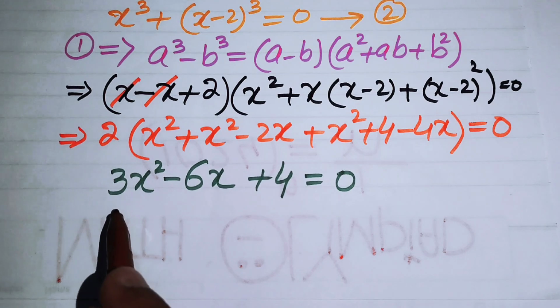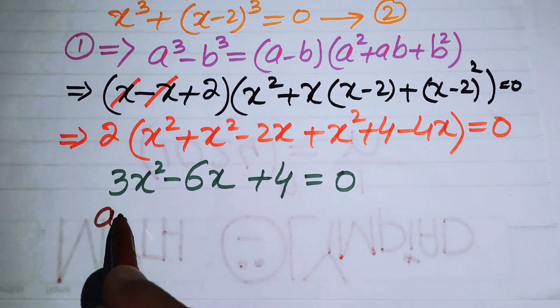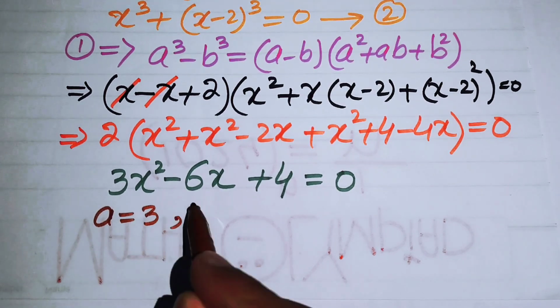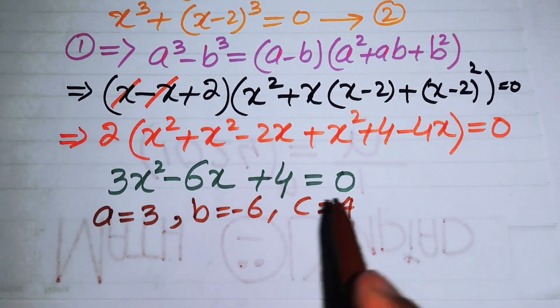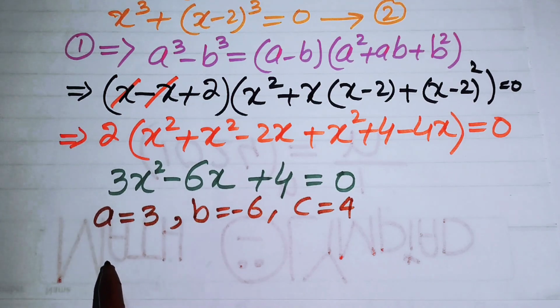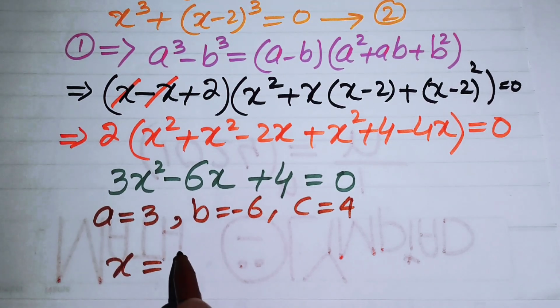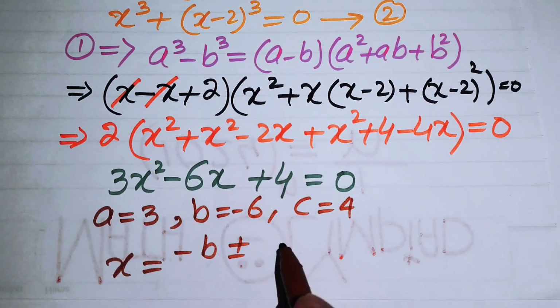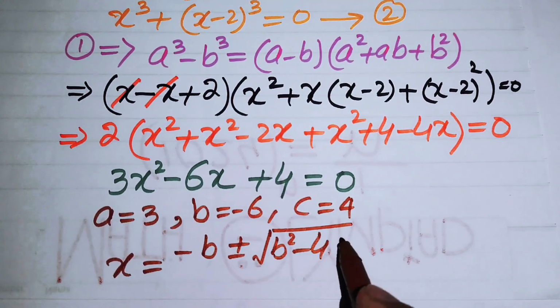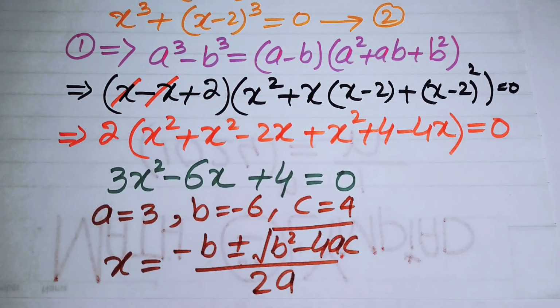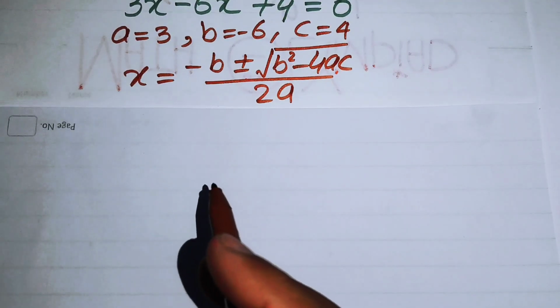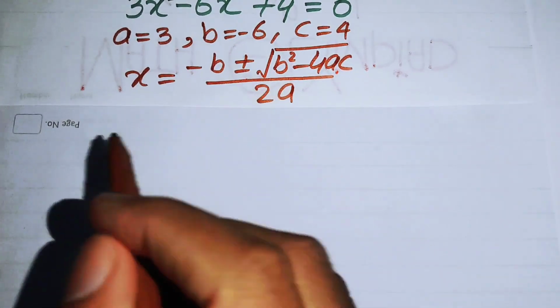So here we first write the coefficients of this equation, and we have a equals 3, b equals minus 6, and c equals 4. And our quadratic formula looks like this: x equals minus b plus or minus square root of b squared minus 4ac, over 2a.